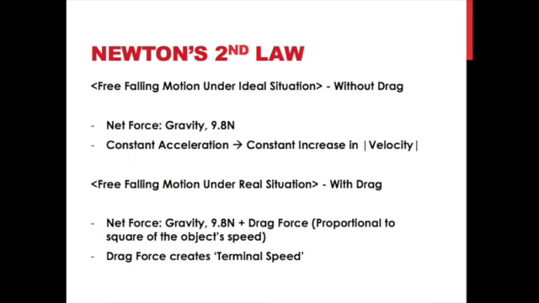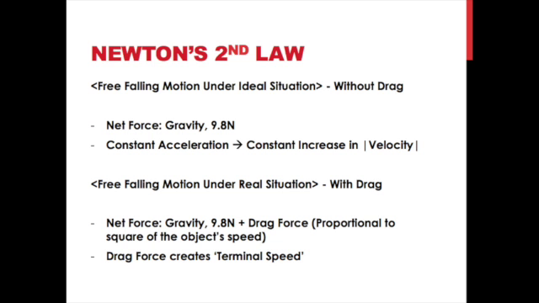Analyzing this experiment using Newton's second law, object falling without drag force is only affected by the gravitational force of 9.8 newtons, whereas object falling with the drag force is affected by both the gravitational force of 9.8 newtons and the drag force of air resistance that counteracts the g-force in this case alone. This combination of force creates something called terminal velocity.